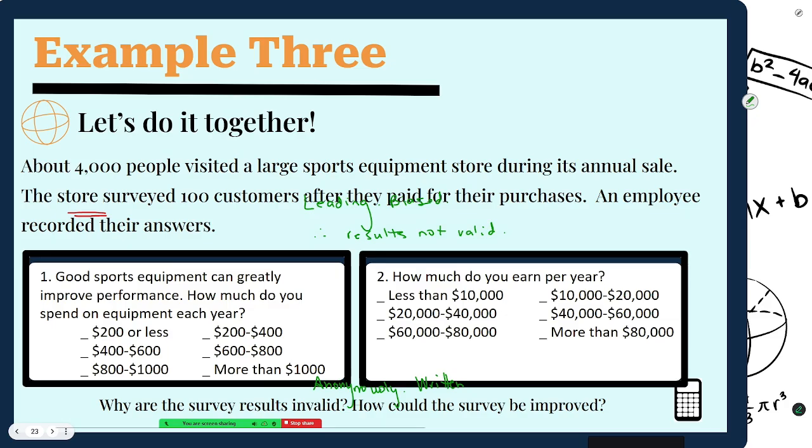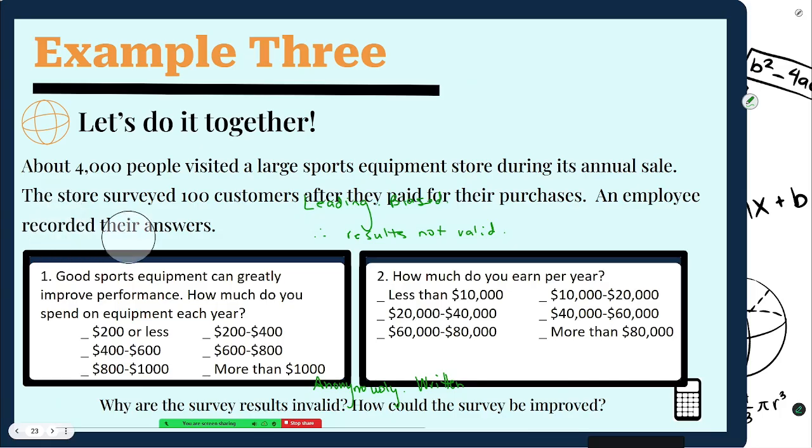Here's another example. About 4,000 people visited a large sports equipment store during its annual sale. The store surveyed 100 customers after they paid for their purchases. An employee is standing at the checkout line at the end and records the answers. So the first part of their survey says, good sports equipment can greatly improve performance. How much do you spend on equipment each year? And it's kind of a scale.